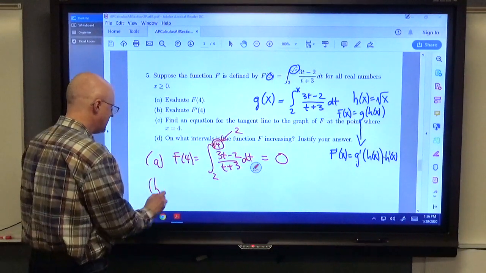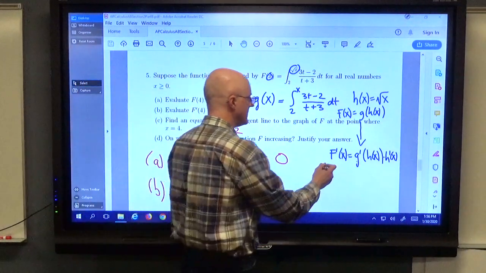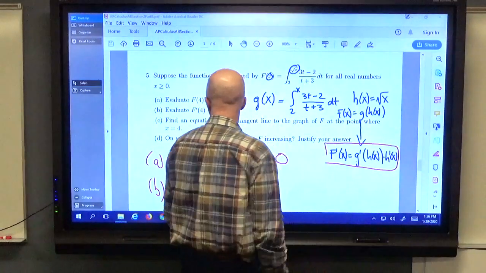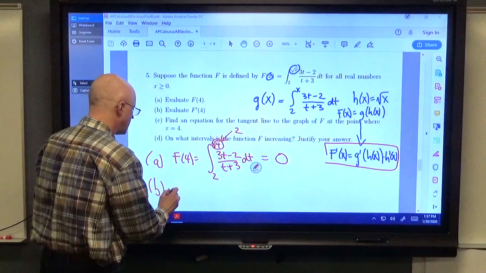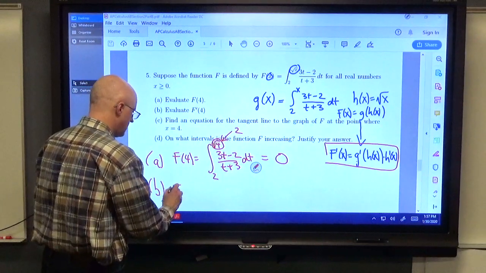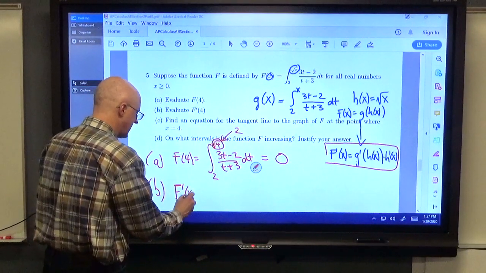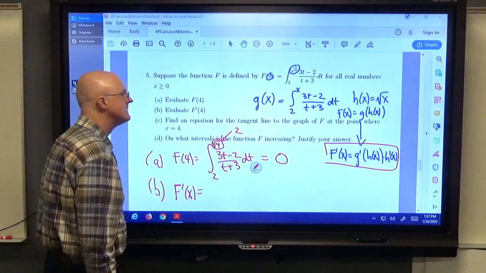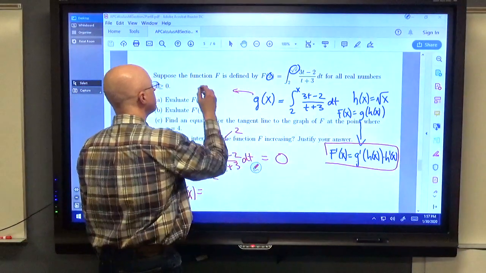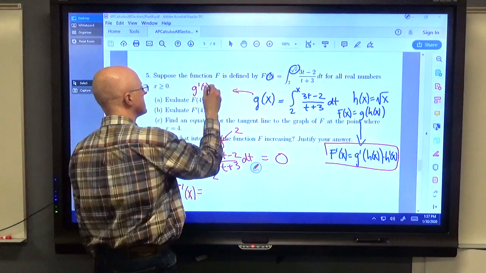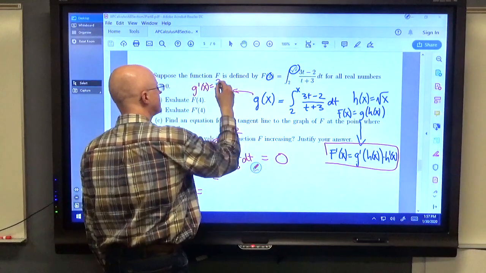B is where we need the FTC and the chain rule. I need this fact here. And I ultimately need to plug in 4. Let's write it in terms of x first, so you understand the concept. F prime of x is g prime of h of x. Again, g prime of x, like I said verbally, is the integrand function using x instead of a t.